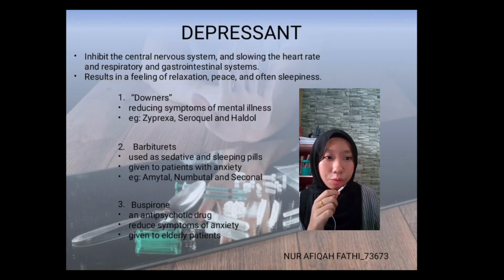So we come to the first type of drugs, which is depressants. Depressants come in several types, such as anxiety medication and painkillers. They work by inhibiting the central nervous system and slowing the heart rate, respiratory and also gastrointestinal system. This could result in feelings of relaxation, peace, and sometimes sleepiness in those who take these drugs. This drug can also produce an intense euphoria.